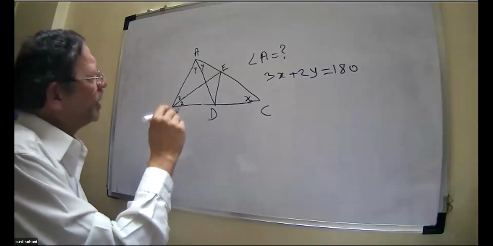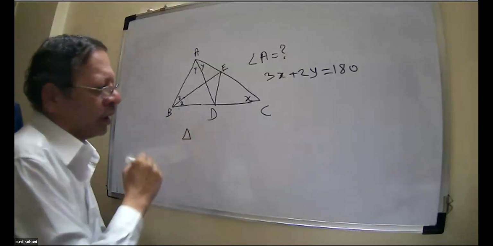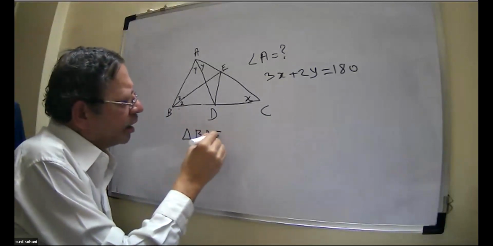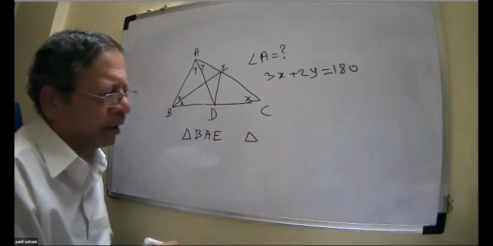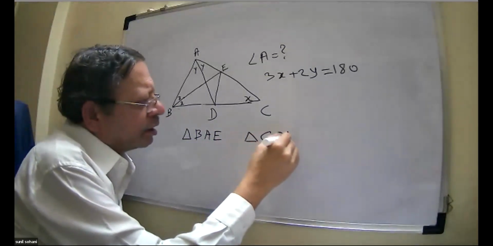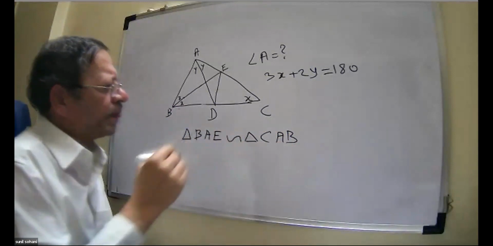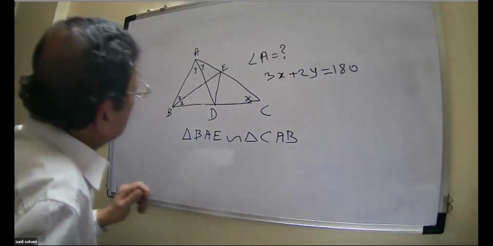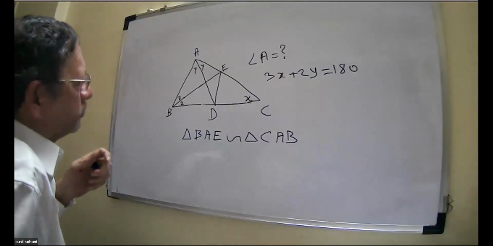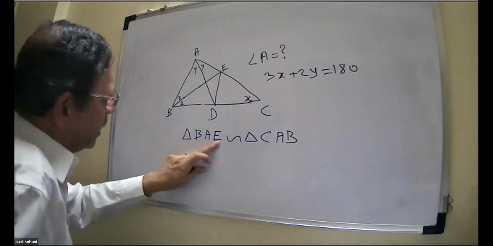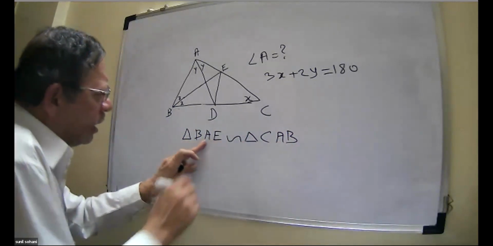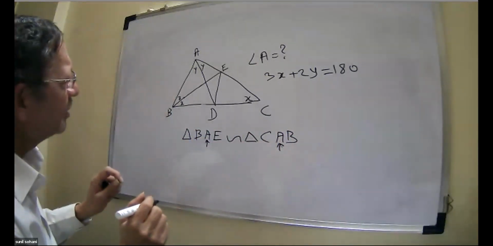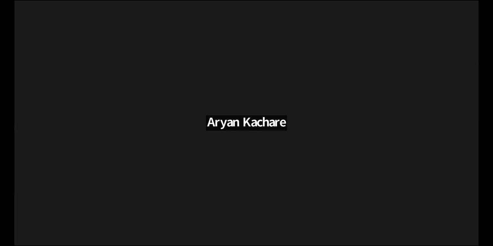If you look carefully, let's say triangle BAE and triangle CAB, are they similar? Point number one, can you prove they are similar? In triangle BAE and triangle CAB, see the letter A is in the center in both triangles. So it is a common angle, you can see. Yes, sir, they are similar by AA.